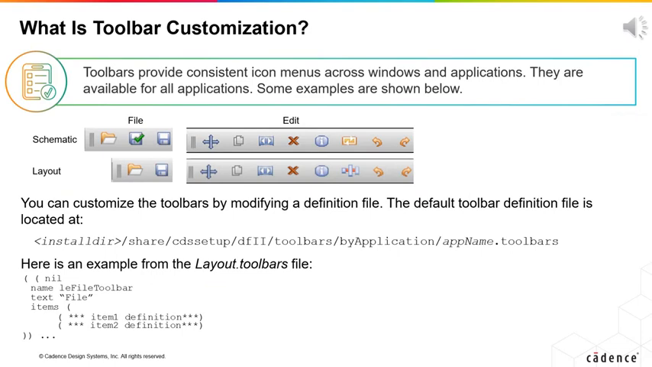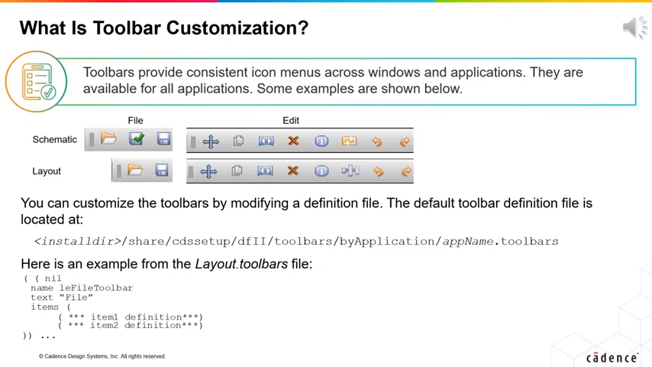Here we'll look at toolbar customization. Toolbars are new in the 6.1 environment, and they provide a consistent set of icon menus across windows and applications. They are available for all applications, and here are some examples. First, we have the schematic, and we have a file and an edit menu. And then we also have, for the layout, a file and an edit menu.